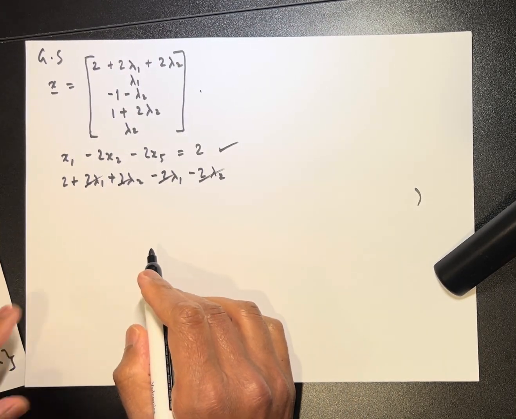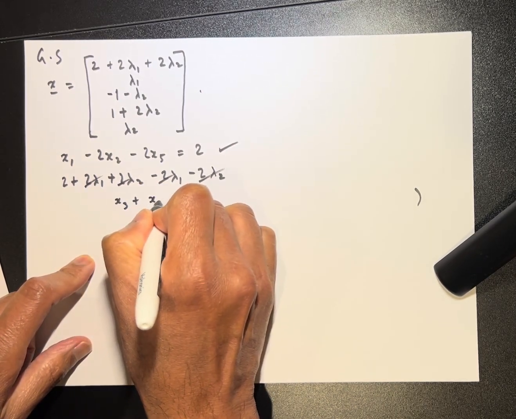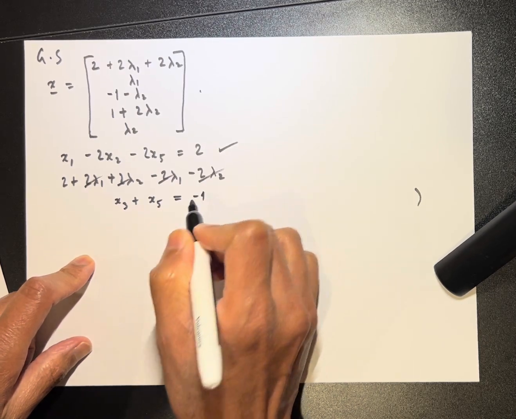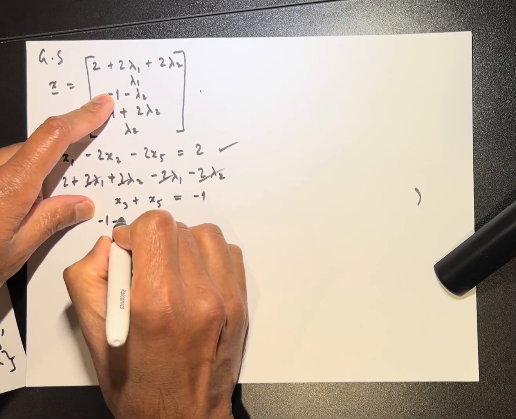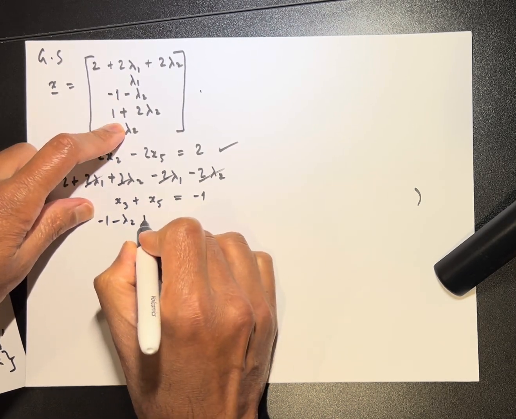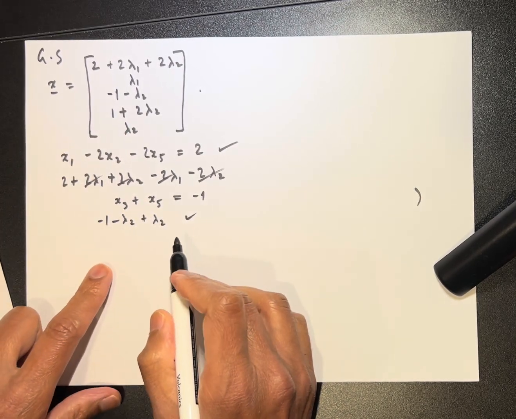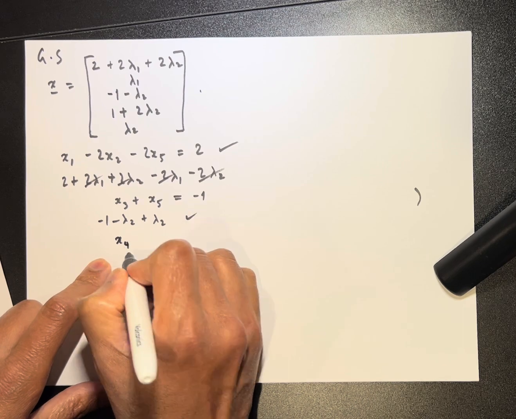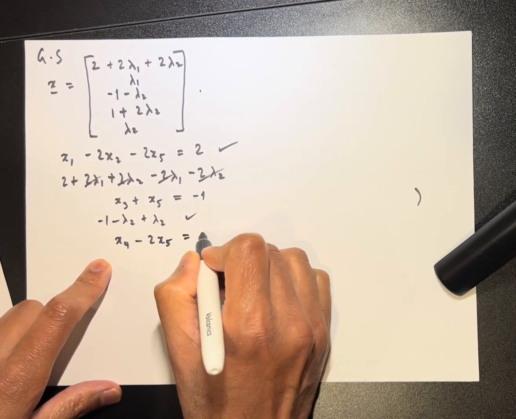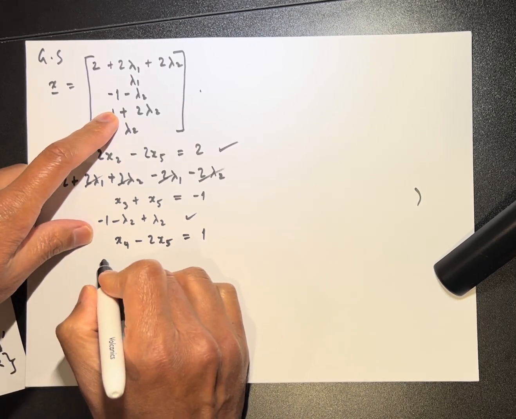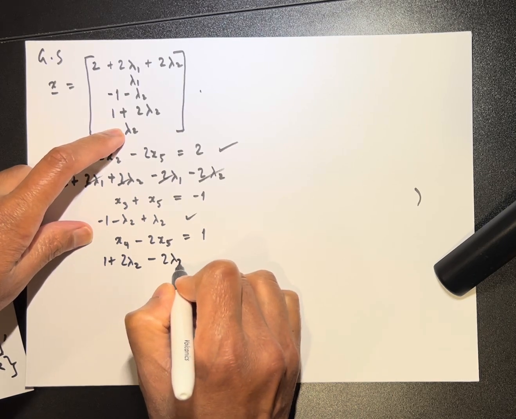Let's check. And this x3 plus x5, is this equal to negative 1? What is x3? This guy, minus 1 minus lambda 2, and this is x5 plus lambda 2. Okay, so this also works because these two cancel, so this works. And then x4 minus 2x5, is this equal to 1, right? x4 is 1 plus 2 lambda 2, and minus 2 times x5 is minus 2 lambda 2, so that also works.